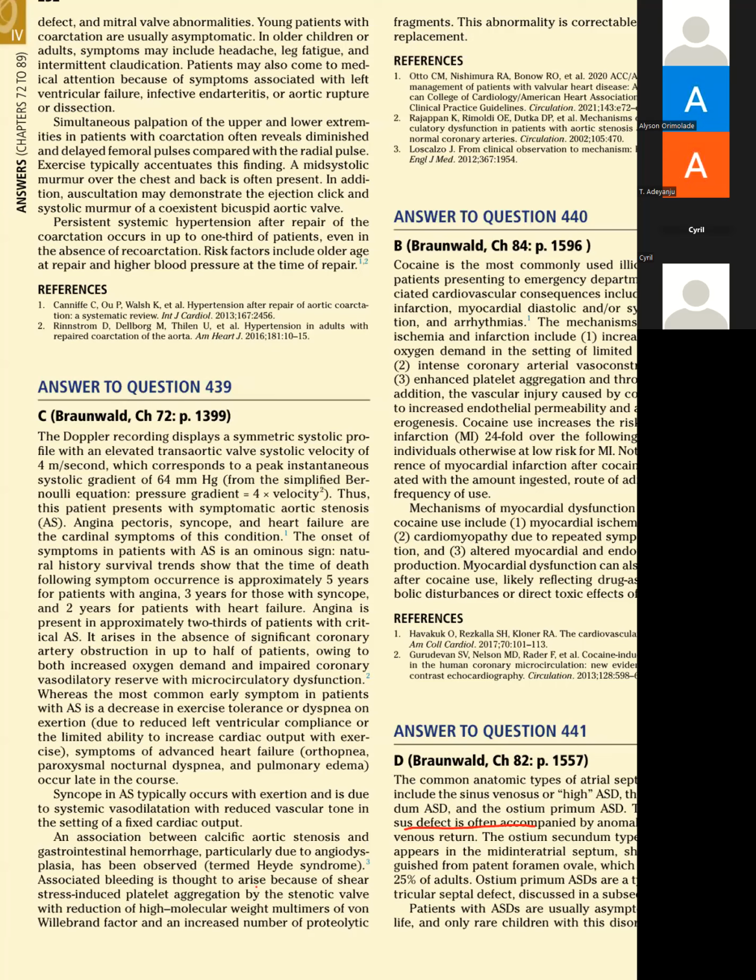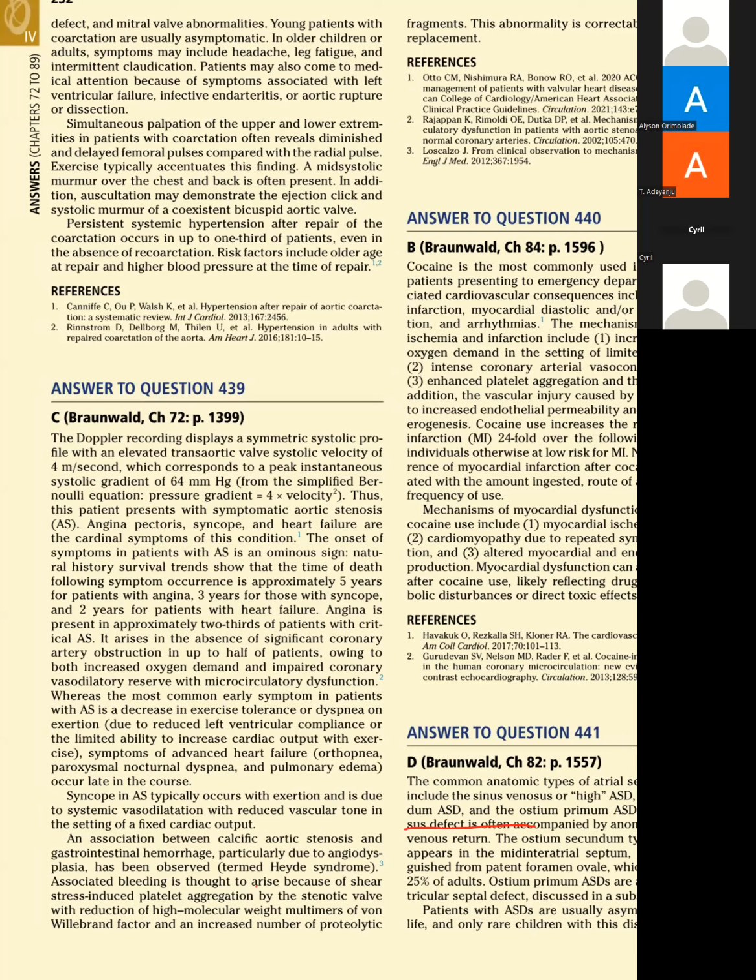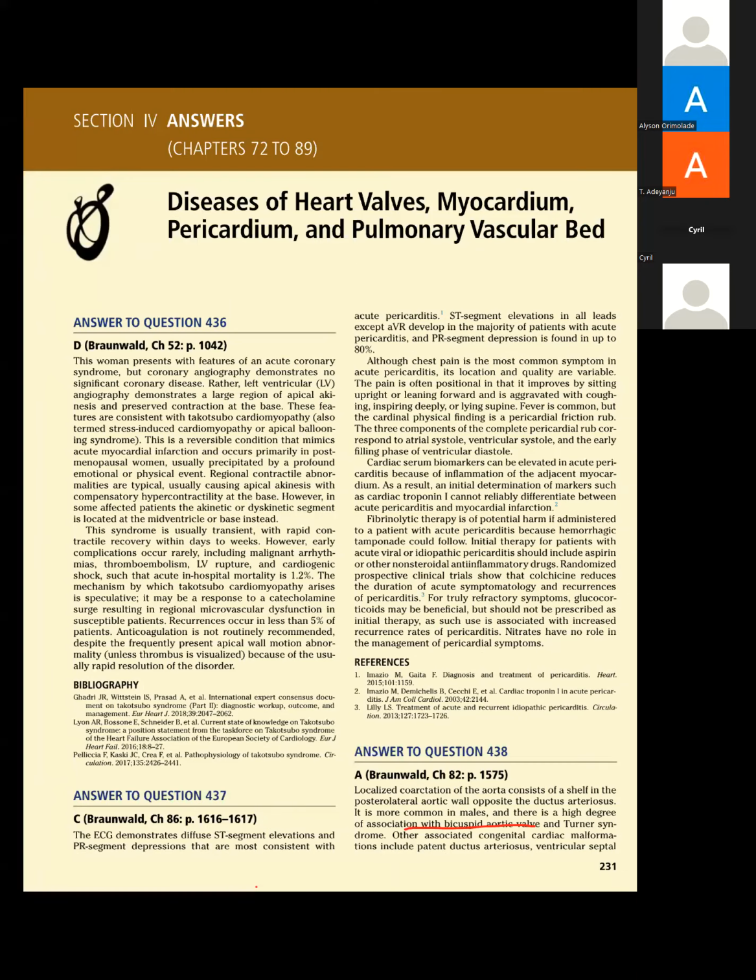The Doppler record displays a symmetric systolic profile with an elevated transaortic valve systolic.